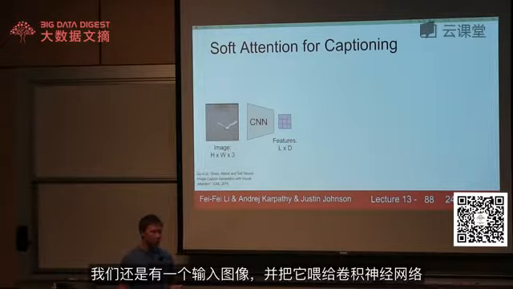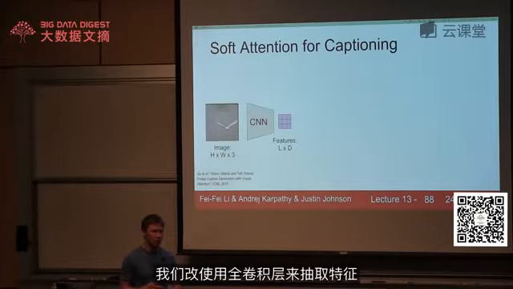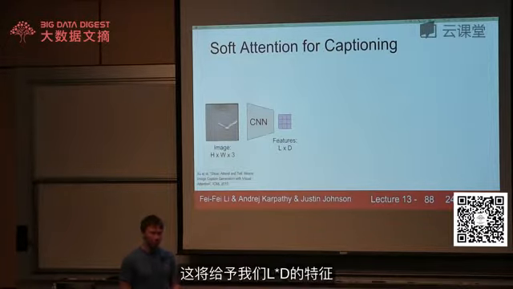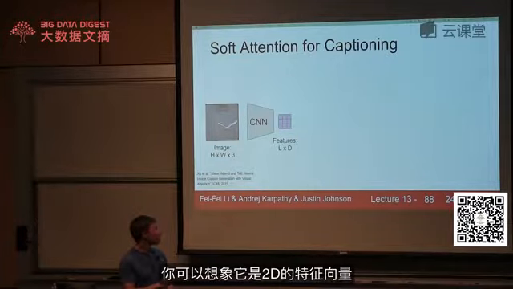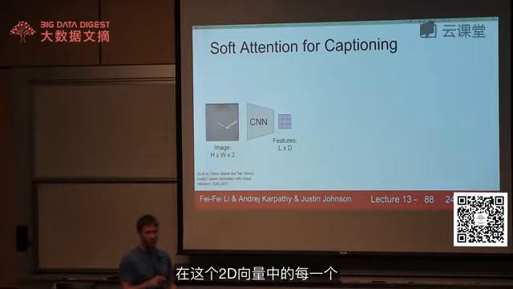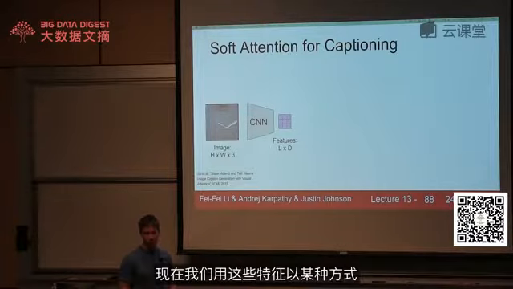We take our input image, and we're still going to run it through a convolutional network. But instead of extracting the features from the last fully connected layer, we're going to pull features from one of the earlier convolutional layers. That gives us a grid of features rather than a single feature vector. Because these are coming from convolutional layers, you can think of this as a 2D spatial grid of features, and each point in the grid gives you features corresponding to some part of the input image.